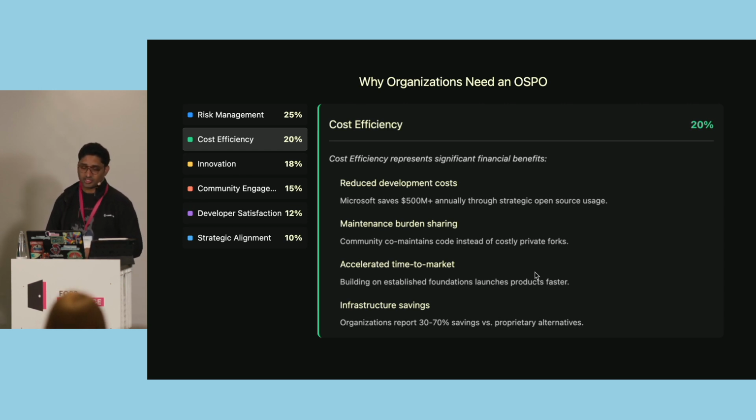And the third one is accelerated time to market. Companies build products a lot faster by leveraging open source solutions instead of creating new ones. And the fourth one is infrastructure savings. Again, organizations report saving a lot more money by leveraging existing open source solutions instead of buying expensive commercial licenses.